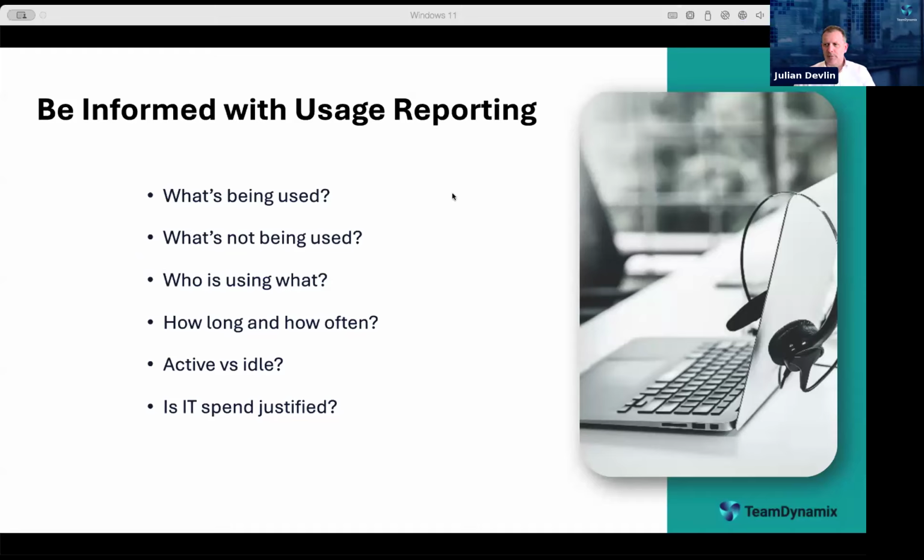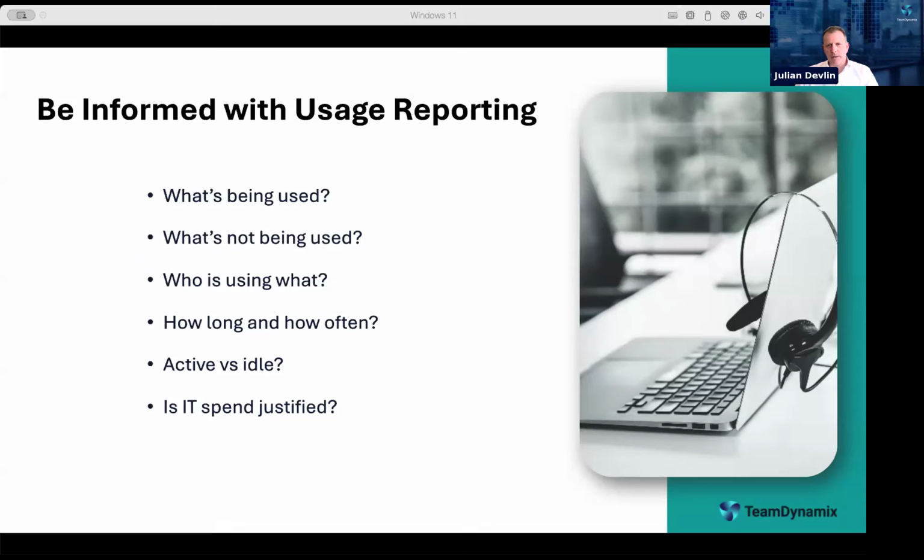Beyond quantities and black and white, yes or no, is it being used? Who's using what? Which users are using a certain title? Are they users within one department or another? Is there a way that we can understand that usage pattern? How long are they using things? How often are they using things? Those both might be important, right?